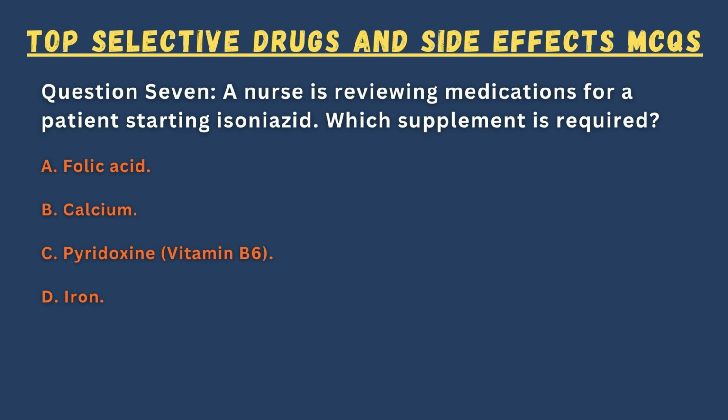Question 7. A nurse is reviewing medications for a patient starting isoniazid. Which supplement is required? A. Folic acid. B. Calcium. C. Pyridoxine, vitamin B6. D. Iron. Answer. C. Pyridoxine, vitamin B6.